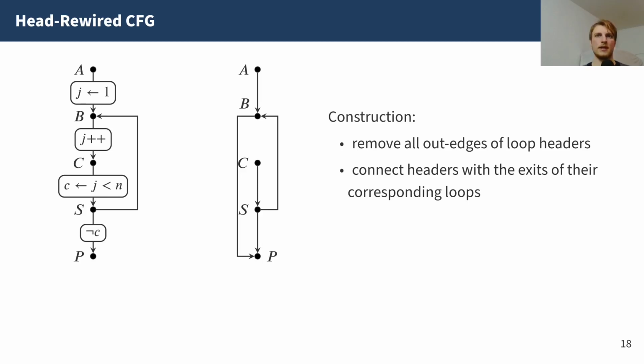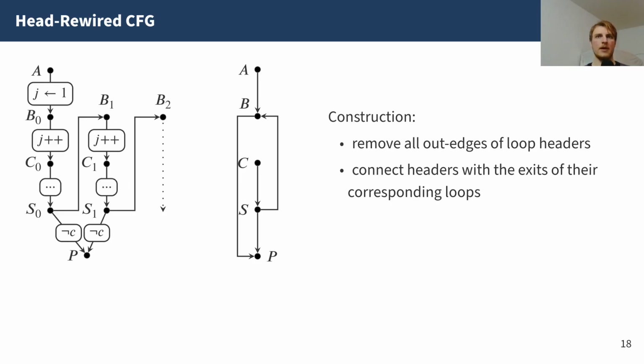We can construct a head-rewired CFG using two simple graph transforms on any reducible CFG. First, we remove all out edges of loop headers, and then we reconnect the headers with the exits of their corresponding loops. In our example, this leads to removing the edge from B to C, and instead adding the edge from B to P. Now let's look at our tagged CFG again.